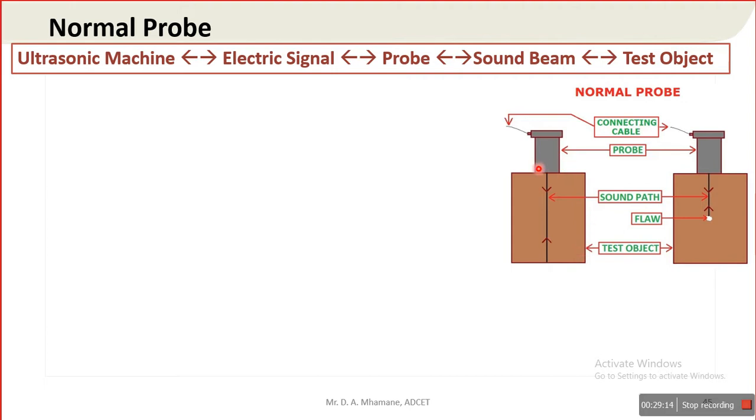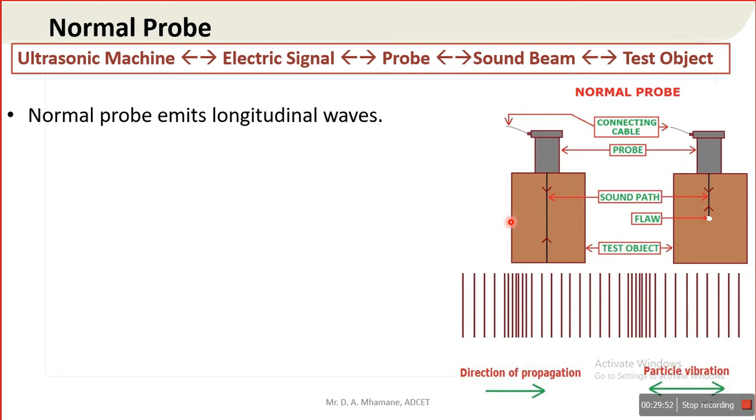As the crystal or piezoelectric crystal is placed inside the probe normal to the surface of scanning, the normal probe emits sound which is perpendicular to the surface, so it is called a normal probe. So it transmits the sound wave and receives the sound wave in a single path. Why? Because it uses longitudinal wave for sound propagation.